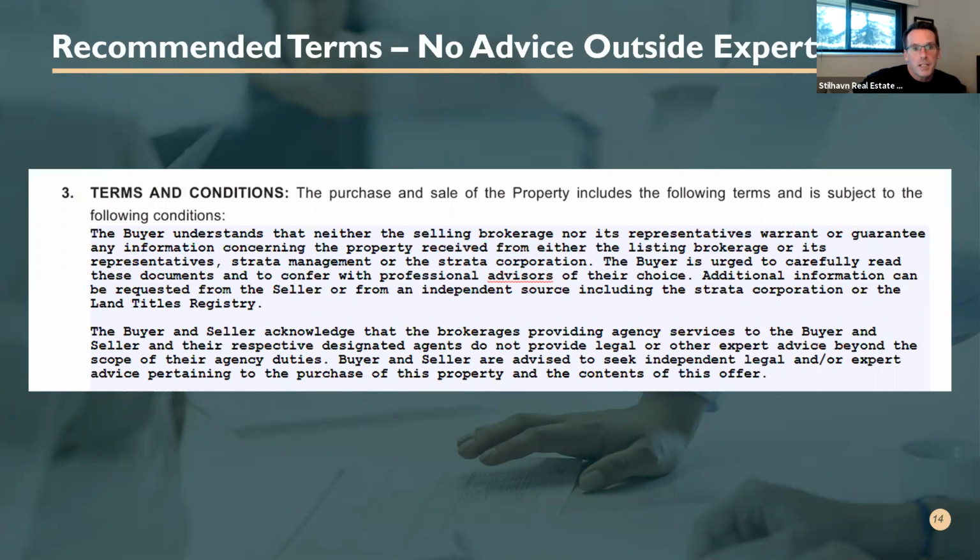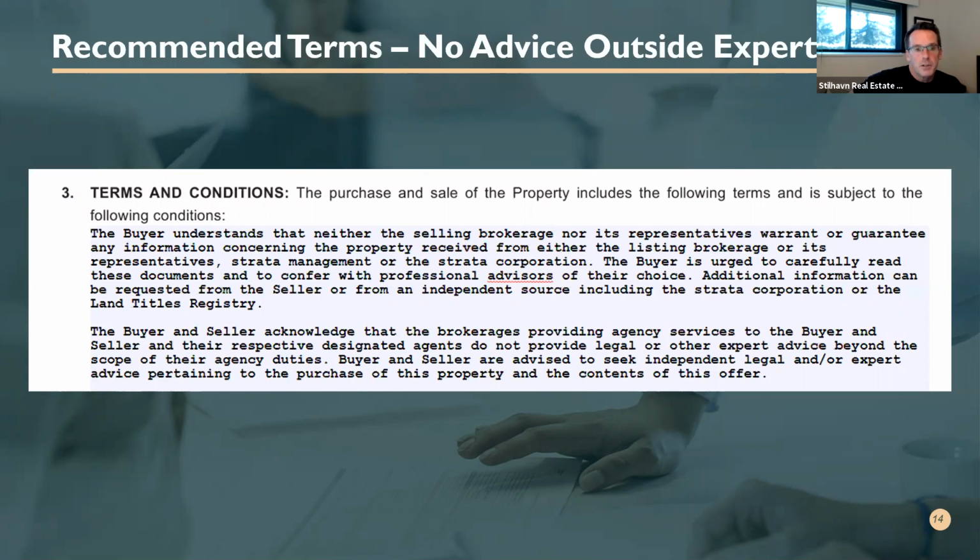And then, of course, we're not experts, so don't give any advice outside. And this is just acknowledging it. So the buyer understands that neither the selling brokerage nor its representatives warrant or guarantee any information concerning the property that's received from the listing brokerage. Obviously, it doesn't absolve you from doing your due diligence that's required as a buyer's agent, but you're just putting it in here that the buyer is urged to carefully read these documents and confer with professional advisors. Additional information can be requested from the seller or an independent source, including Strata Corporation or Land Title Registry.